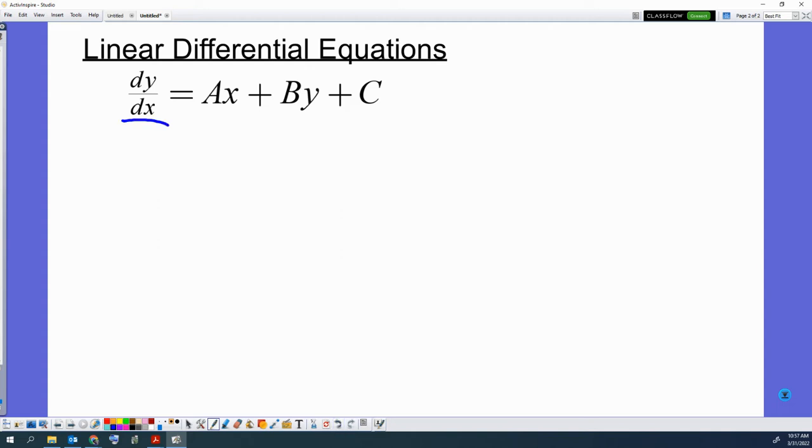It's dy dx equals some constant times x plus some constant times y plus some constant. The fact that those are all just a constant times the variable to the first power, with no other function types in there, is what makes it a linear differential equation. That does not mean that the solution curves are all linear. There actually is one linear solution on every linear differential equation, and one of the things we're going to look at is how to find that.